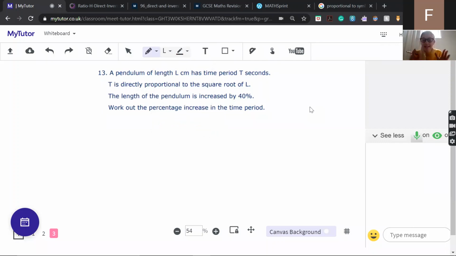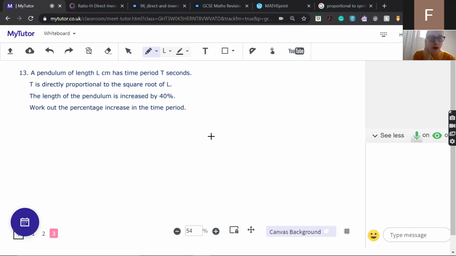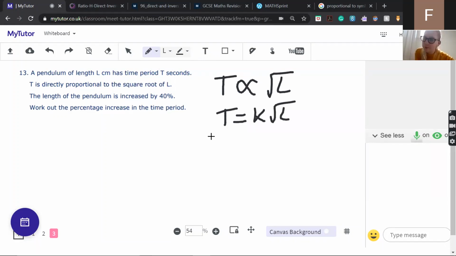So you don't need to be able to look at a question and see immediately every step you need to do it. What I'm going to do is just think about the knowledge that I have, write it down bit by bit, and hopefully it will make sense. So let's think about what we know. Pendulum, so T is directly proportional to the square root of L. So that means that T equals K root L, right? So it's directly proportional to the square root of L.